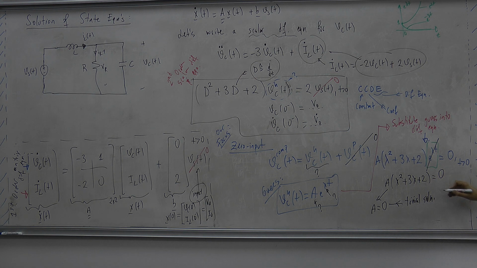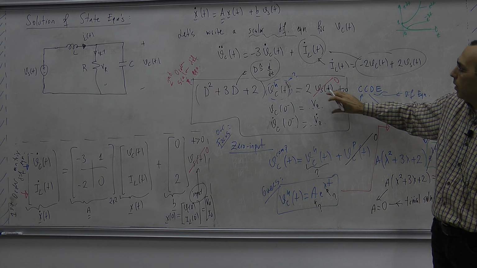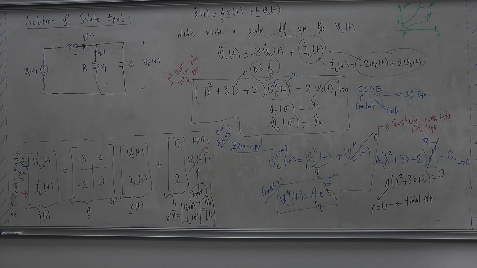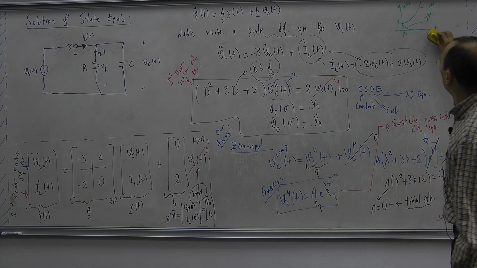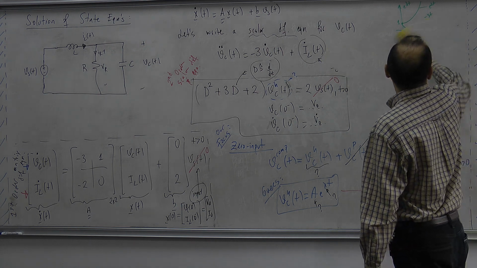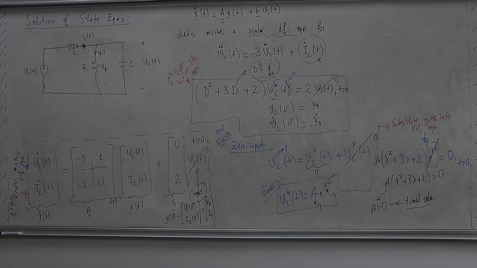The trivial solution is the solution in the trivial case when we have 0 initial conditions and no input. I mean, as the name implies, this is the trivial solution. But in general, we are not interested in the trivial solution. So let me erase this. So let's go this way.